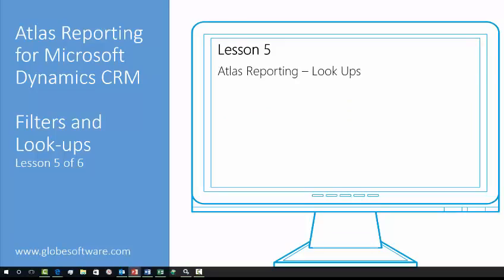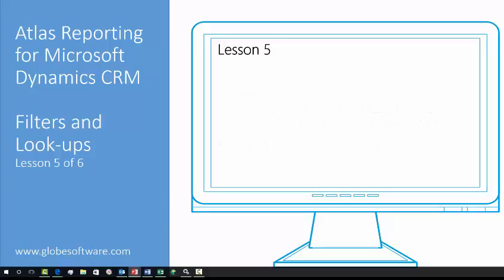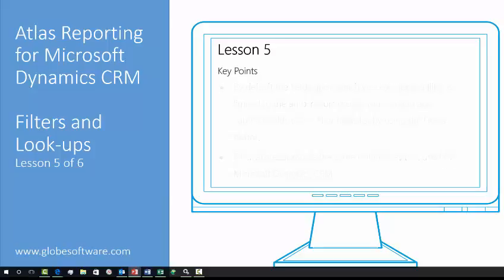Key points. Filters are defined in the Filters tab page. Filters apply a constraint to the records used by the reporting function. Filters can be applied to a report or a query. By default, the field upon which you could apply a filter is limited to the auto report group. You can add and subtract fields to the Filter Fields list by using the Fields button. Filter expressions use the same notation as that used by Microsoft Dynamics CRM.